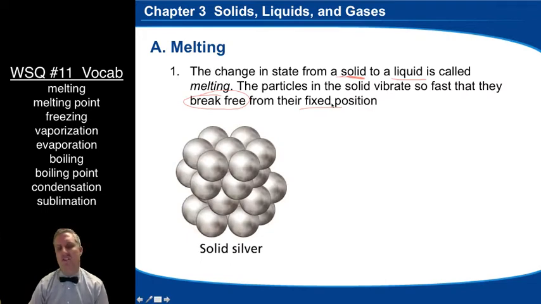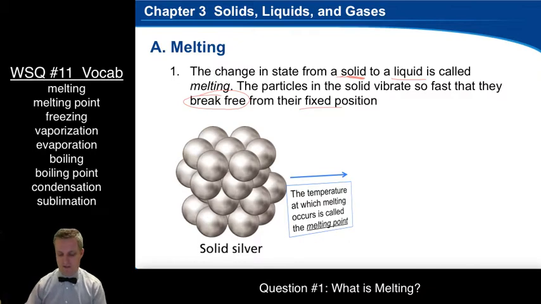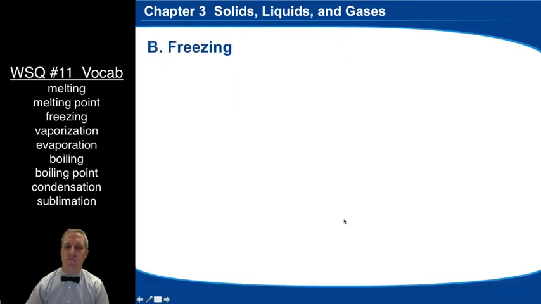So you take solid silver that, as it's heated, comes to a point eventually, which we call the melting point, at which that solid silver melts and becomes liquid silver. It's freed. They're broken free from their fixed position, and now they're able to move around one another. So melting is solid to a liquid, and the point at which this happens is known as the melting point.